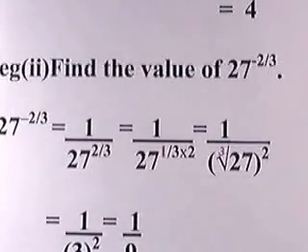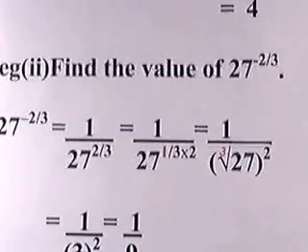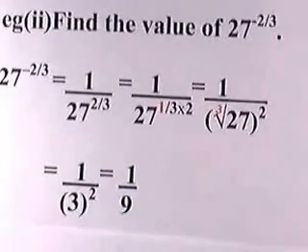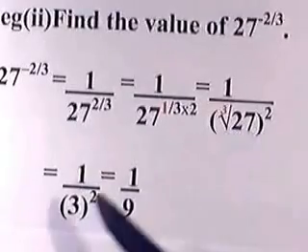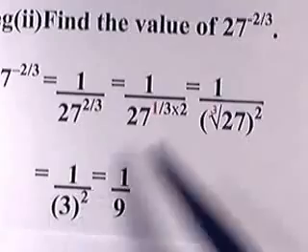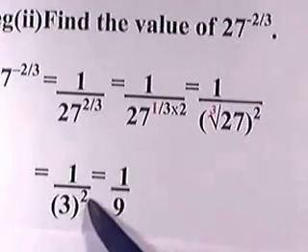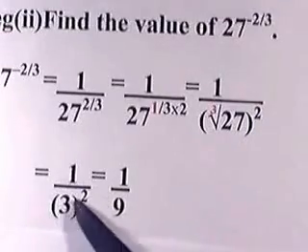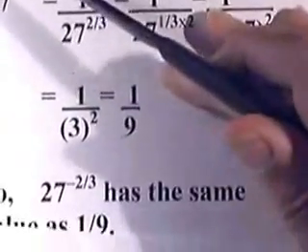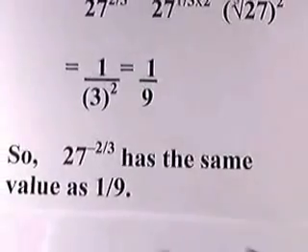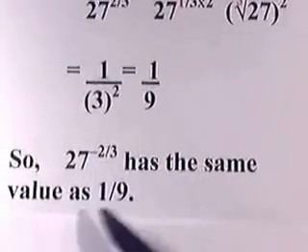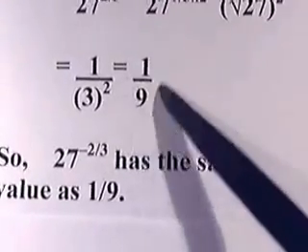Well, the cube root of 27 is 3. In other words, 3 times 3 times 3 is 27. So the cube root of 27 is 3. But it's all being squared here. So 1 over 3 squared is 1 over 9. So we can say that 27 to the power of minus 2/3 has the same value as 1/9.